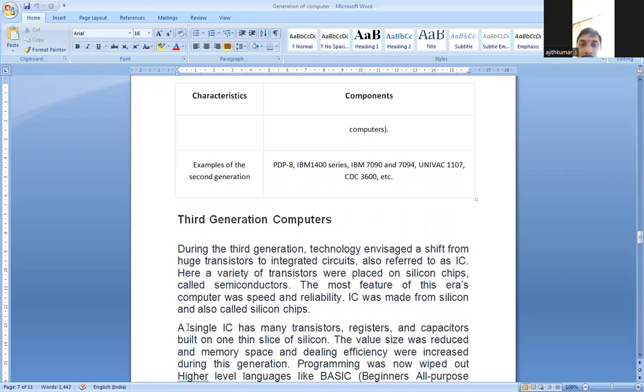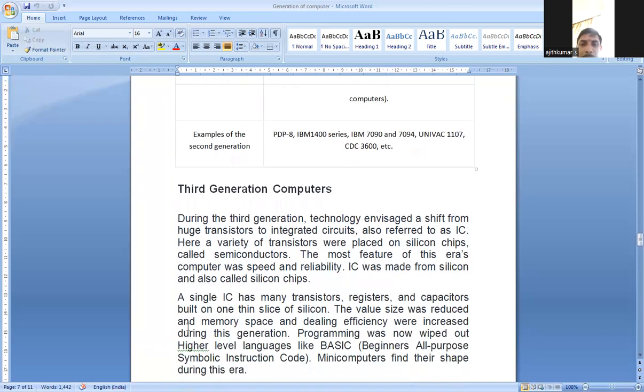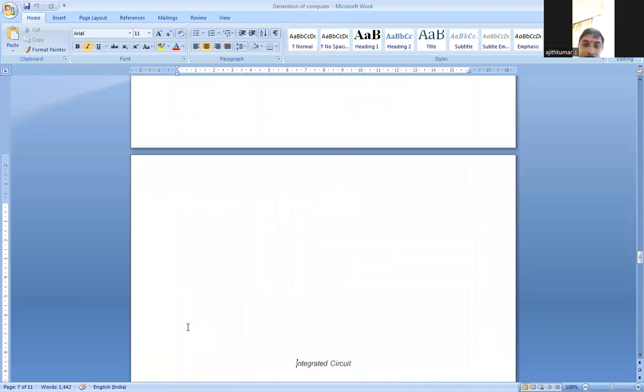During this generation, programming used higher level languages like BASIC, Beginner's All-purpose Symbolic Instruction Code. Minicomputers found their shape during this era.